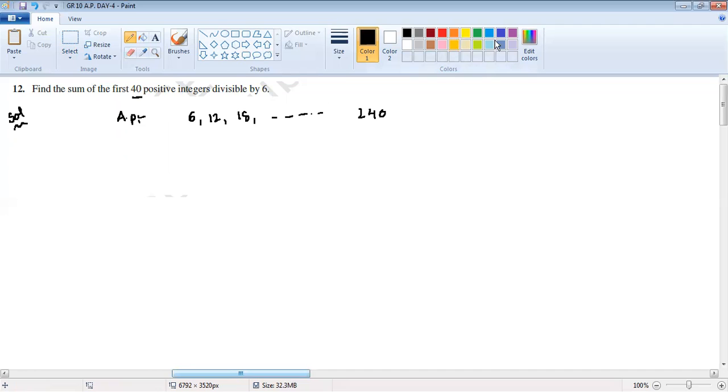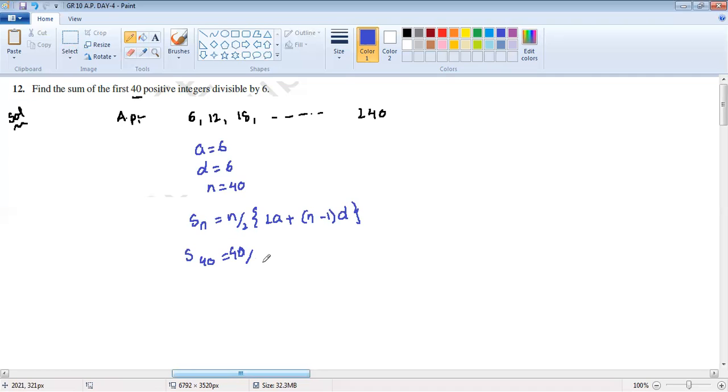Now we can go for the first formula. A value is 6, D value is 12 minus 6 which is 6, and N value is 40. Then Sn is equal to N by 2 into 2A plus N minus 1 into D. So S40 is 40 by 2 into 2 times 6 plus 40 minus 1 into 6. Which is 20 into 12 plus 39 into 6.